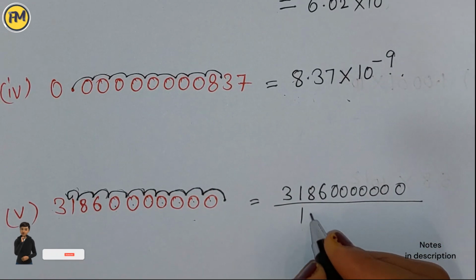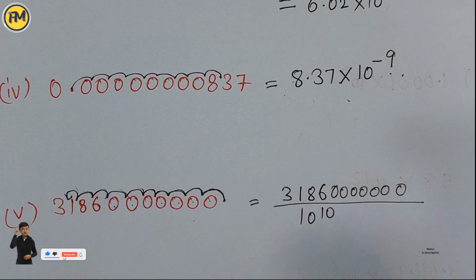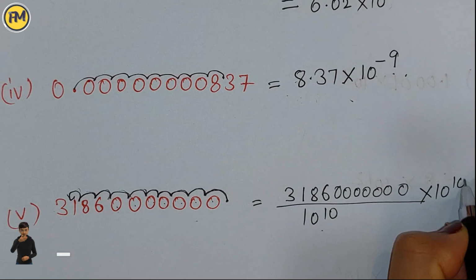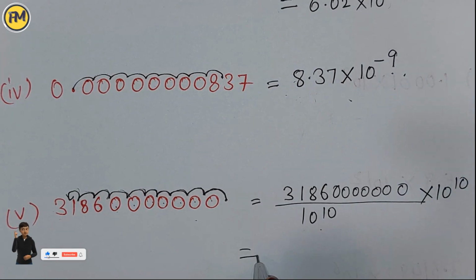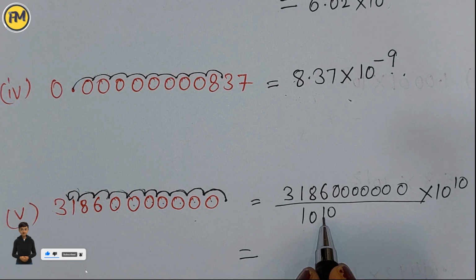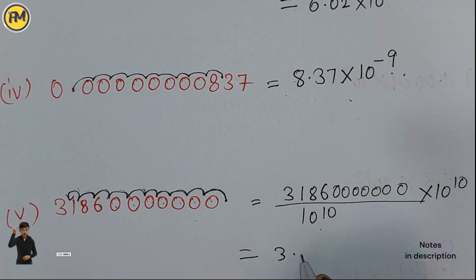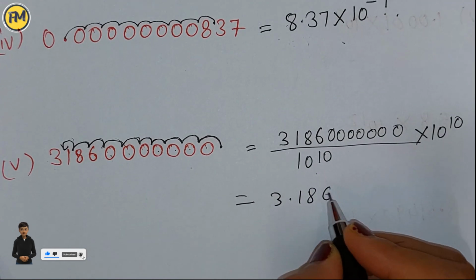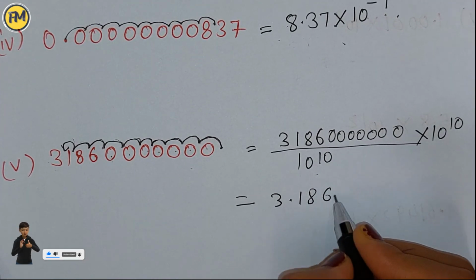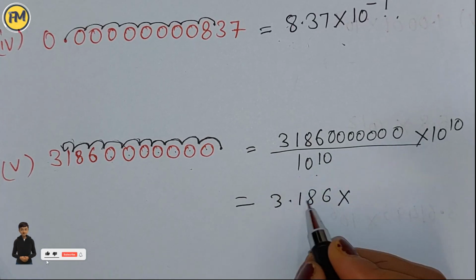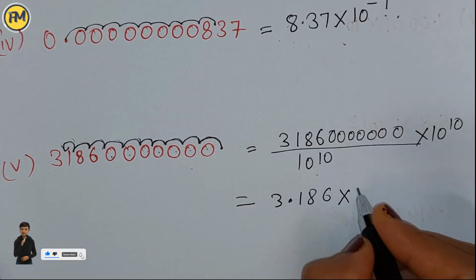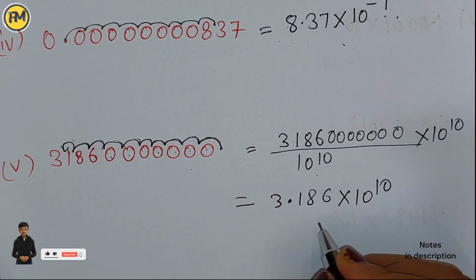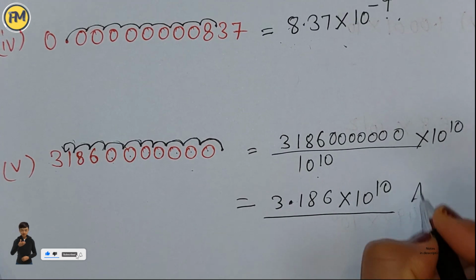So 10 raised to the power 10, yes or no? And here also, if you are dividing, then you have to multiply also by 10 raised to the power 10. Then it will become 3.186. Okay. So 3.186 into directly 10 raised to the power 10, because now we have put the decimal point. I hope you understood. So this is your answer.